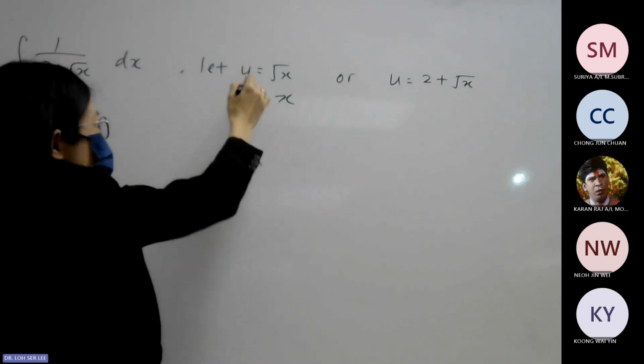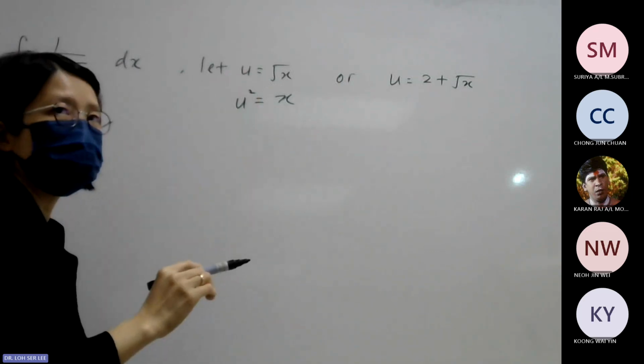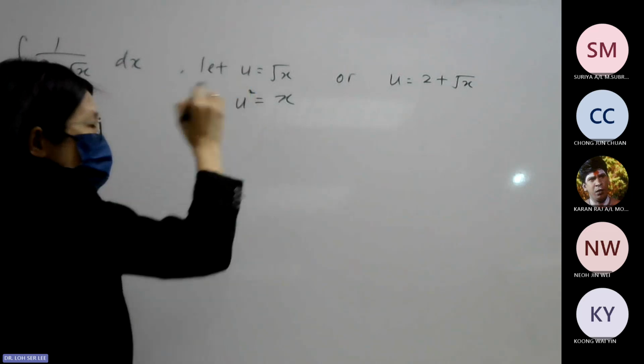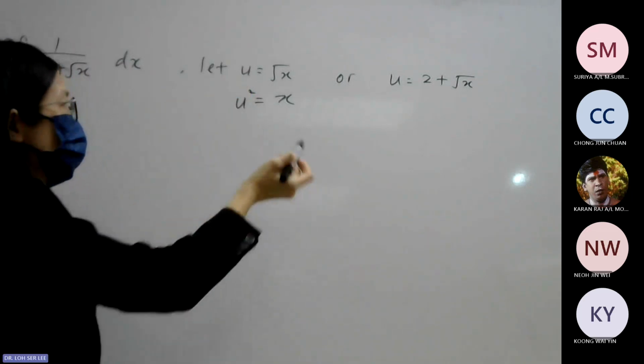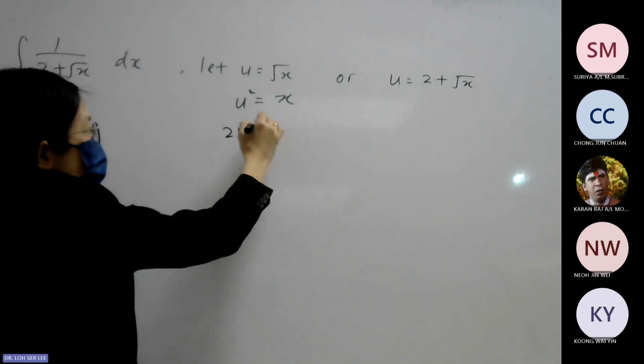Last time you had y squared equals x. Now we have u squared equals x. They are the same. This is not x, but we need to differentiate this one with respect to x, so we differentiate this one with respect to u.